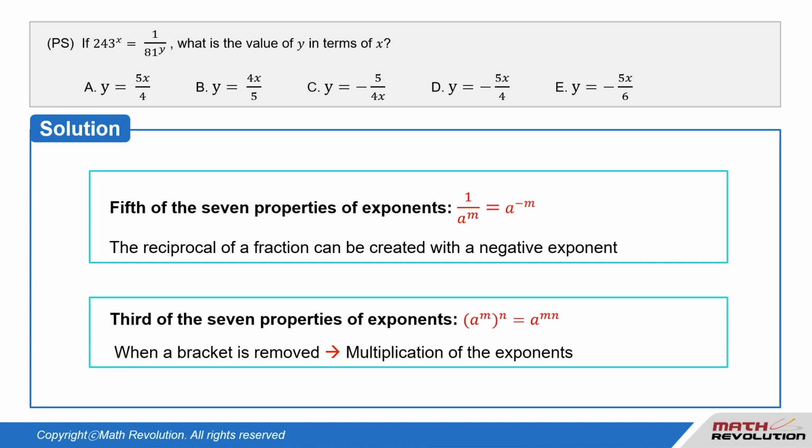Third of the 7 properties of exponents. One of the most important of the properties of exponents is that when a bracket is removed, it results in the multiplication of the exponents. So, a to the power of m whole to the power of n equals a to the power of m times n.